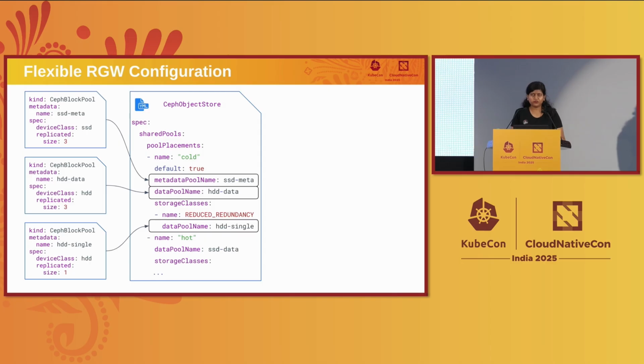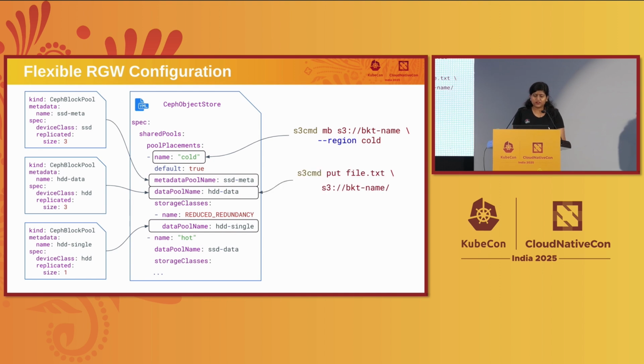So how do we actually work with it using the S3 command line? In this case, we are using S3 CMD, but there are other CLI options available for using the S3 protocol. We create a bucket and we specify the region as cold. If you see the region, it is the same as the pool placement name specified in the Ceph object store spec. Once the bucket is created, if we make use of that bucket to put the file.txt, then that file will actually get stored in the HDD data pool. It will have 3 copies, and all the metadata for this file would be stored in SSD meta.